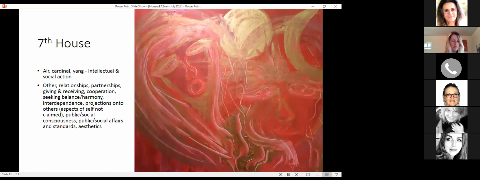So if we've done the work in a way that's prepared us, we're now ready to equally meet someone else in our pure essence of who we are, with healthy ego and healthy humility, ready to show up and be who we are, and to let someone else show up and be who they are. That ultimately is the beauty of the seventh house.